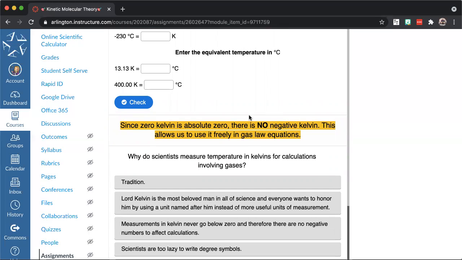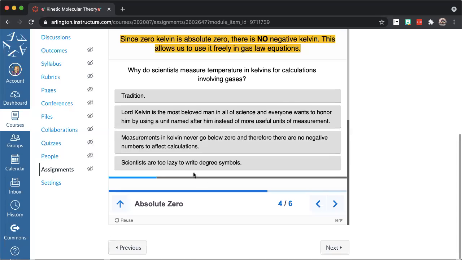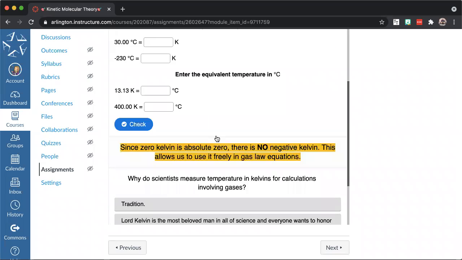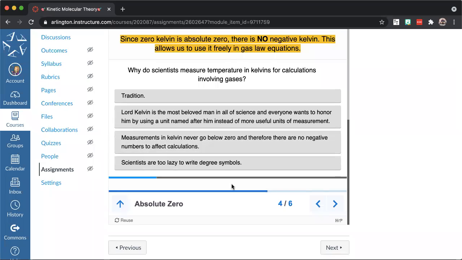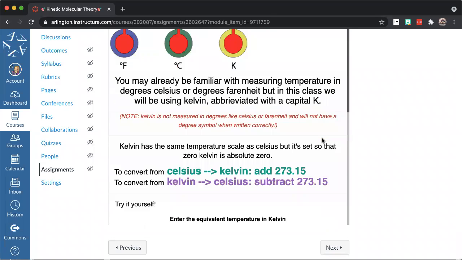Okay. And then you also have, again, some questions down here at the bottom, some multiple choice ones. There are 5 of them. So make sure you do that, as well as your temperature conversions here, so that you get the full credit for completing your assignment.